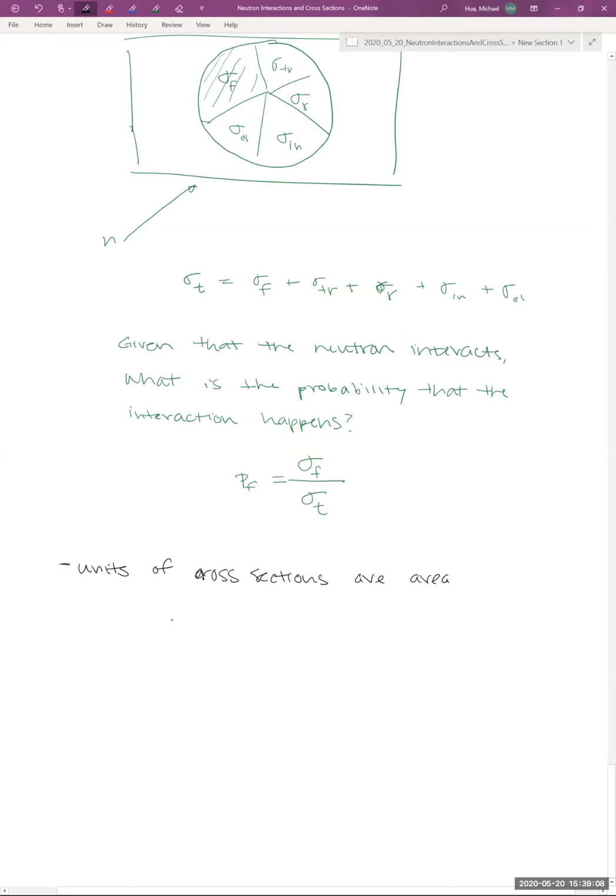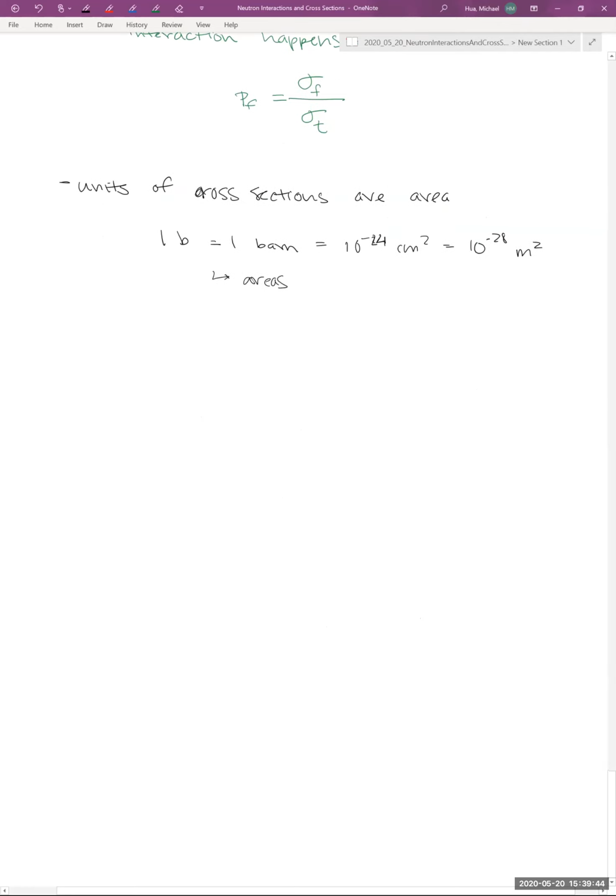So a common unit is the barn, and a barn is equal to 10 to the minus 24 centimeters squared, so very small, or 10, sorry, my handwriting got bad there, 10 to the minus 28 meters squared. And these are areas. So far, we've talked about one type of cross-section, and there are kind of two.